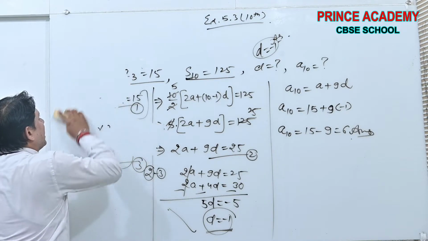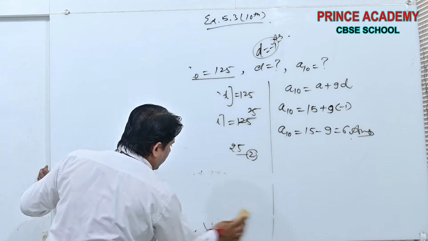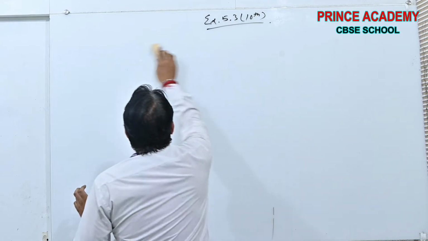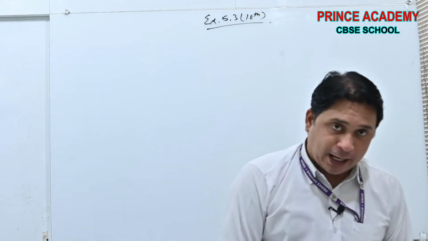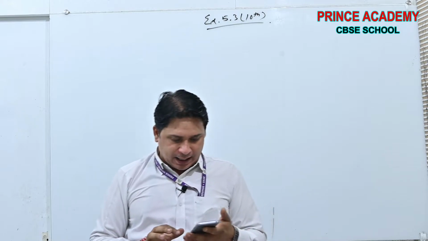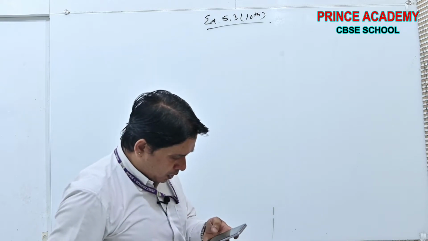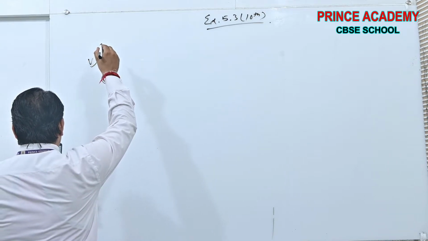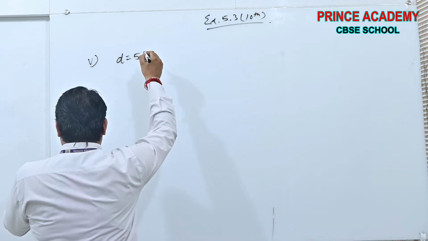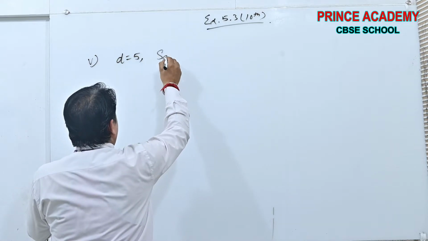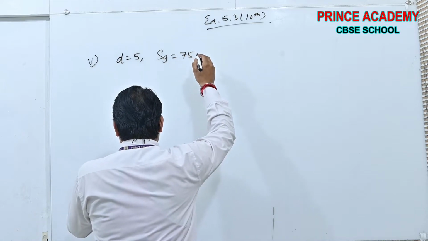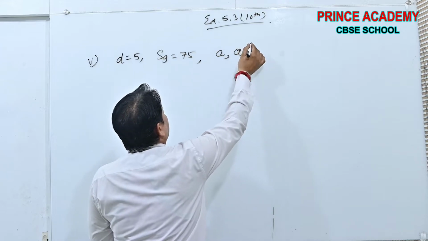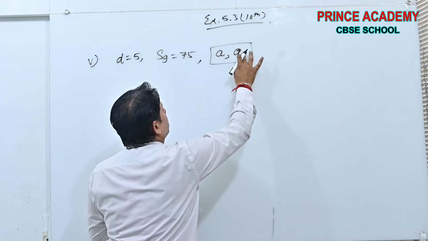Done? Now, exercise 5.3, question number 3, and the fifth part. Fourth we have done. Fifth part, beta. D is 5 here. Sn is 75. Find A and A9. We have to find A and A9. This is 9, beta.